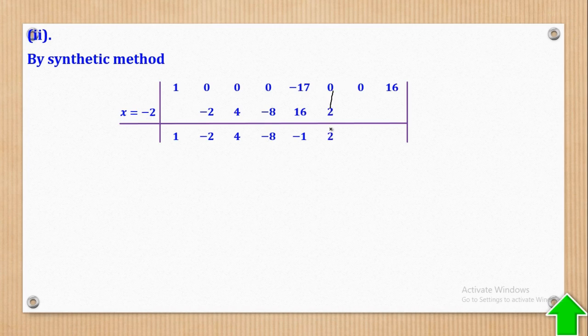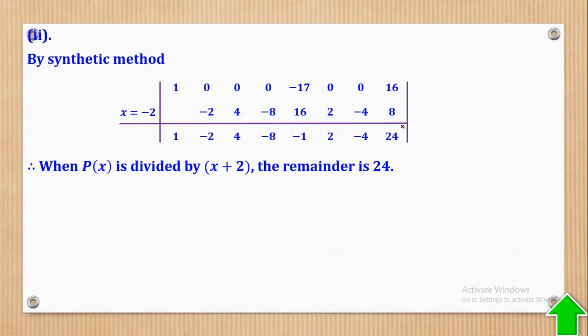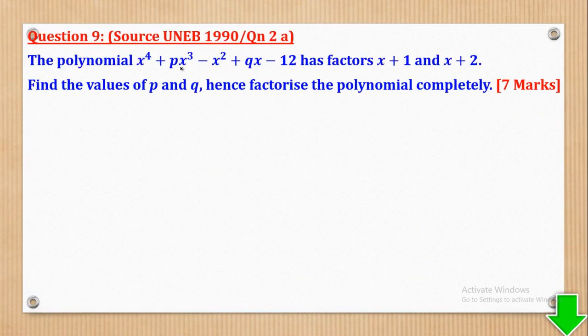0 plus this gives you positive 2. Positive 2 times negative 2 gives you negative 4. This plus this gives negative 4. Negative 4 times this gives you negative 8. Sorry, positive 8. Then this plus this gives you 24. Now this last value is what we call the remainder. So we conclude that when P(x) is divided by x plus 2, the remainder is 24.